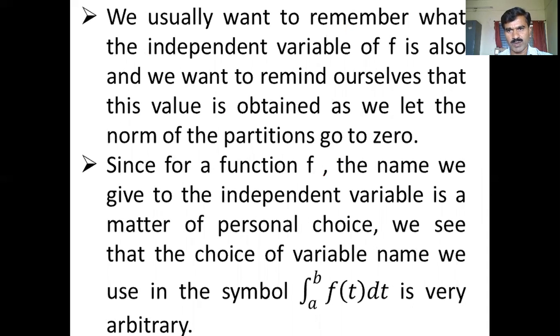We usually want to remember what the independent variable of f is. And we want to remind ourselves that this value is obtained as we let the norm of partitions go to 0. Since for a function f, the name we give to the independent variable is a matter of personal choice, the choice of the variable name we use in the symbol, the integral of f(t), where t is the variable here, is a personal choice. That is what we said here.